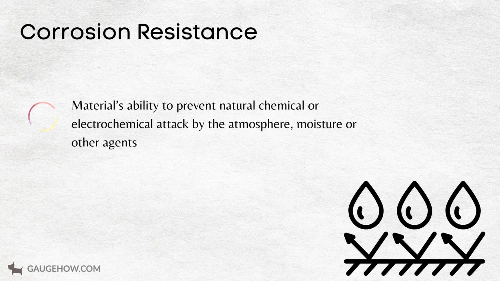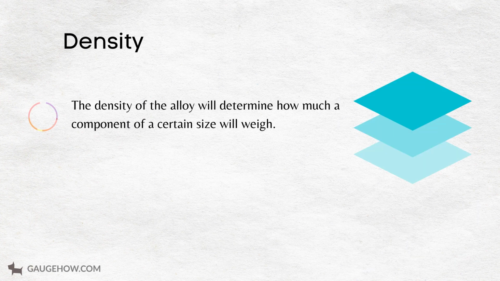Corrosion resistance. Corrosion resistance describes a material's ability to prevent natural, chemical or electrochemical attack by the atmosphere, moisture or other agents. Density. The density of the alloy will determine how much a component of a certain size will weigh. This factor is more important in applications like aerospace or automotive where weight is important.